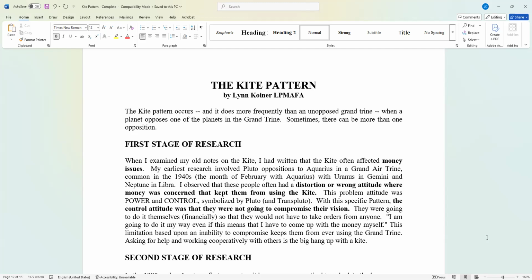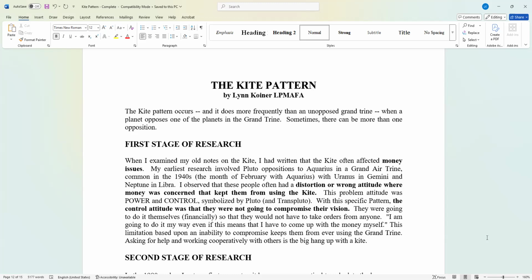You go to the opposition and you work with that opposition. You resolve the conflict of the opposition so it frees up the kite pattern. I always say a kite is like a bicycle wheel spinning around, and you put a stick in and it stops the spokes, and all of a sudden it jams to a stop. I have some examples of transiting kites of things that happened recently, but let's talk about the natal chart.